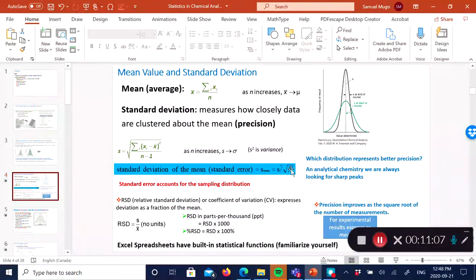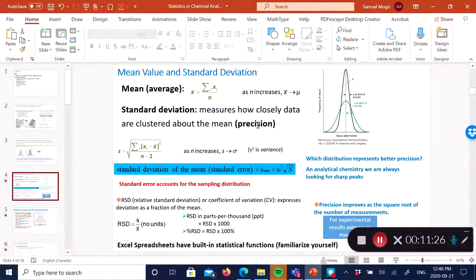What's the importance of doing this? The importance of doing this is the following. The standard error, which is calculated as this, accounts for sample distribution, which is very, very important. You're accounting for how many times you have repeated the measurement.